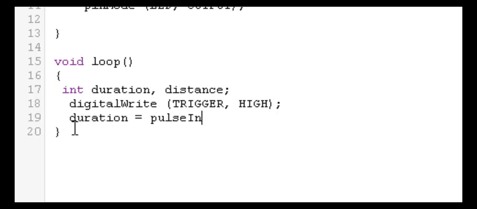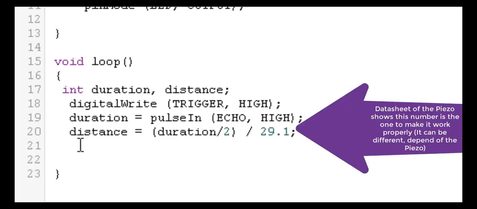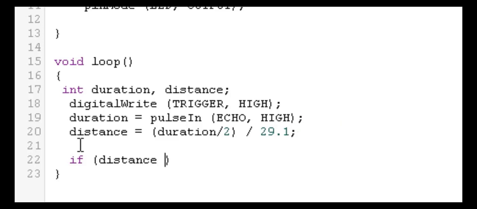Then we need to say the duration is going to be equal to pulseIn. Remember, in pulseIn, the I has to be a capital I, and this is going to be the echo. The one who is going to send the signal is going to start high, or on. The distance is going to be equal to the duration divided by 2, and we are going to divide it by 29.1 because this is the number that the data sheet of the sensor tells us is correct to measure the distance.